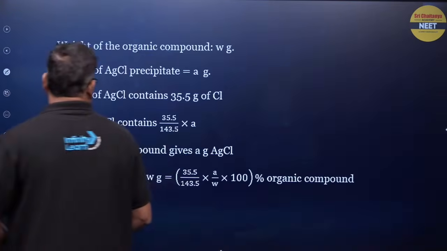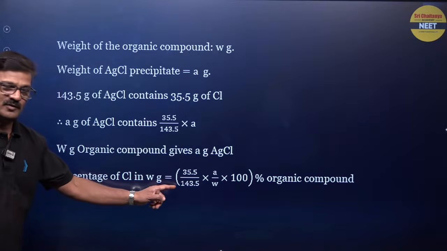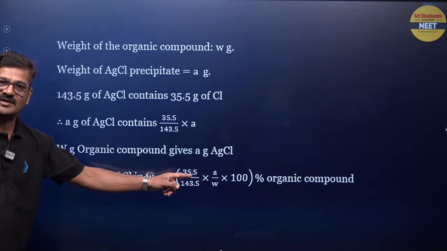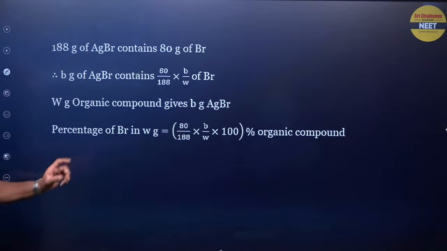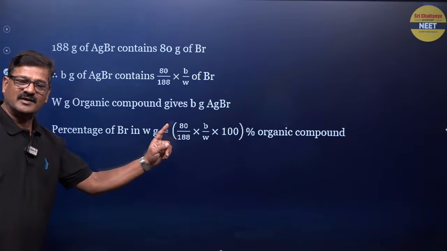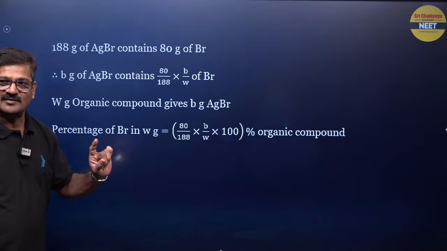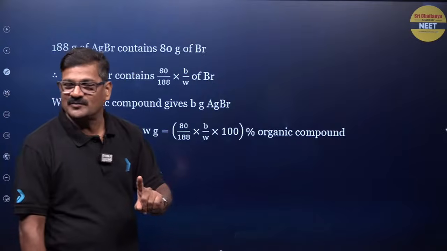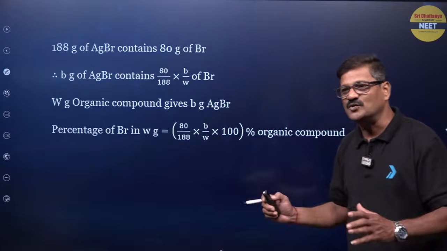The percentage of chlorine is 35.5 upon 143.5 into weight of silver chloride upon weight of organic compound into 100. Similarly, for bromine, percentage of bromine is 80 by 188 into weight of silver bromide upon weight of organic compound into 100. So in one shot, all the formulas are being given. Just make use of this.